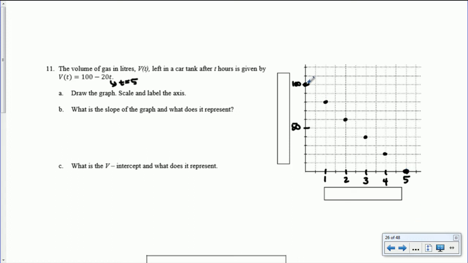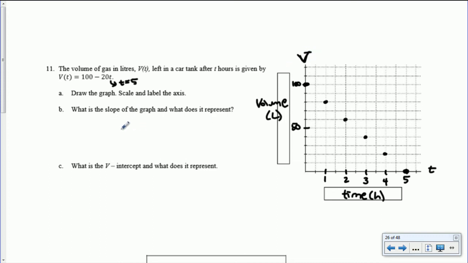So that looks good. Draw the graph, scale. Okay, so volume, liters, time, hours. I guess we should have t. This is V.